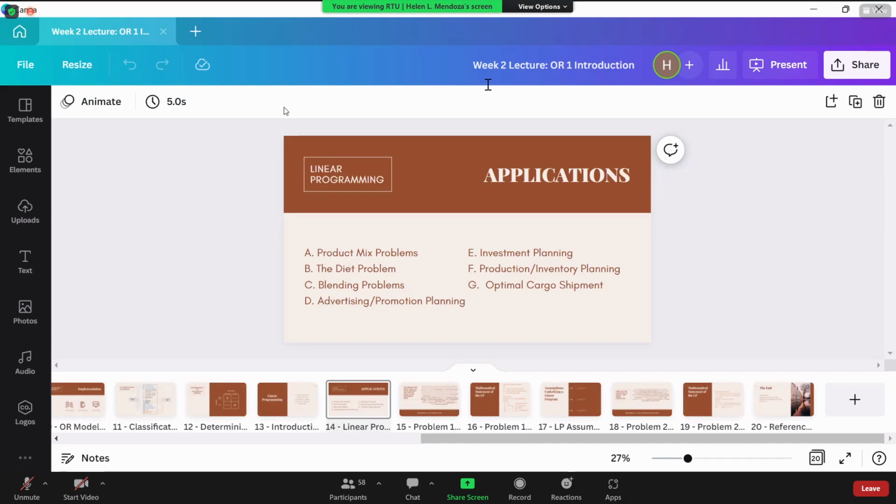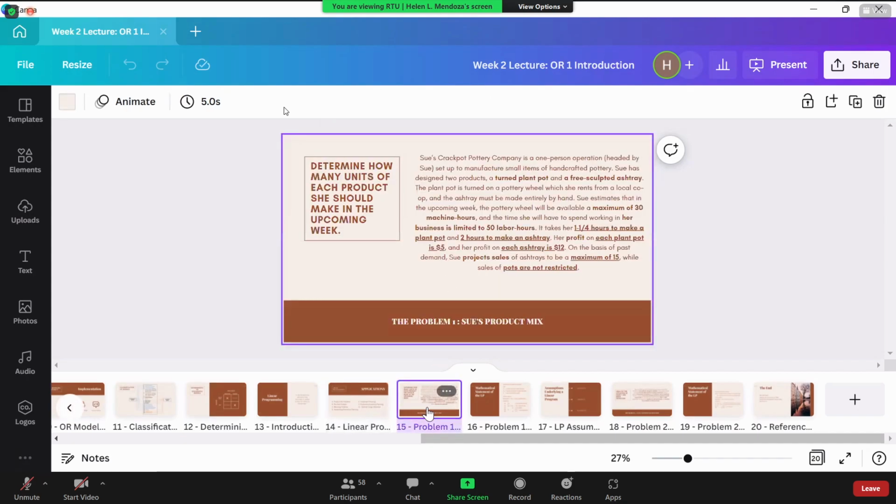That is how powerful mathematical models are. So this is just a sample, and the answer is here so you can follow. Let's look at it. Sue's Crackpot Pottery is a one-person operation headed by Sue. Sue set up a business manufacturing small items of handcrafted pottery. She designed two products, a pot and an ashtray.